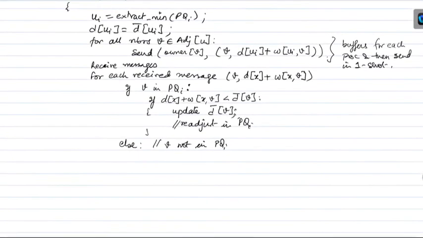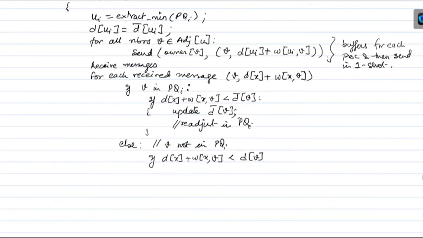Okay, so if it wasn't in the priority queue, what do you do? Then you check if d of x. I'm writing this again just for the pseudocode sense. Actually, you will not be receiving d of x and wxv separately. You will be just receiving one value. I'm just writing this for clarity. If dx plus wxv, the received value, is less than d of v, then you need to go and check against the settled value. Is that clear?